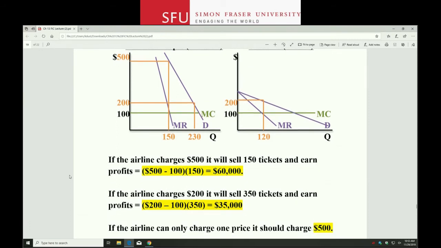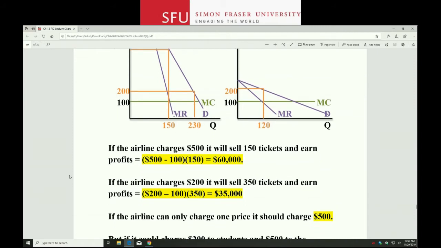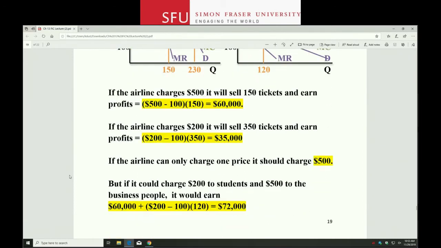But what will give them even more profit is if they can price discriminate. So if they charge $500 to the business people, then in that market they will make this profit here, and charge $200 to the students, and then the profit for the students would be 200 minus 100 times 120, so $12,000 of profit in the student market. And so then that is even more profit. So that would be an example of how price discrimination allows them to make more profit.